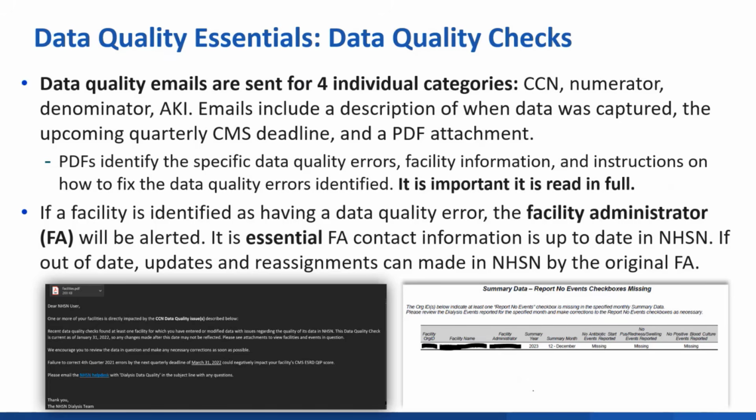ESRD QIP measure. Emails include a description of when data was captured, the upcoming quarterly CMS deadline, and a PDF attachment. So you can see on the left side of the bottom of the screen, that is an example of what an email would look like for a data quality check. The PDFs attached to these emails identify the specific data quality errors, facility information, and instructions on how to fix the data quality errors identified.